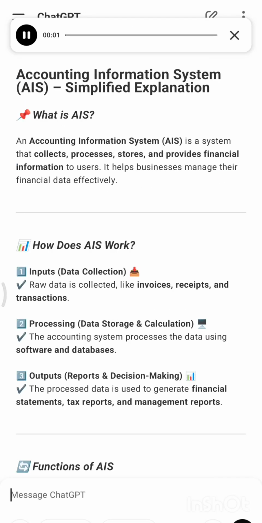Accounting Information System, AIS, simplified explanation. What is AIS? An accounting information system, AIS, is a system that collects, processes, stores, and provides financial information to users. It helps businesses manage their financial data effectively. How does AIS work? 1. Inputs, data collection. Raw data is collected like invoices, receipts, and transactions. 2. Processing, data storage and calculation. The accounting system processes the data using software and databases. 3. Outputs, reports, and decision-making.